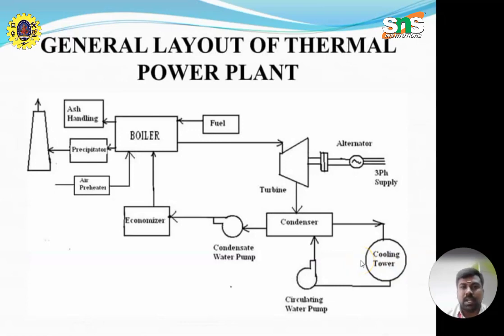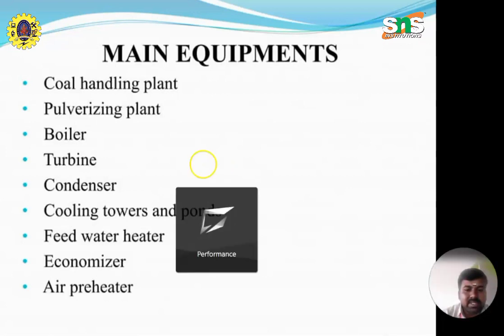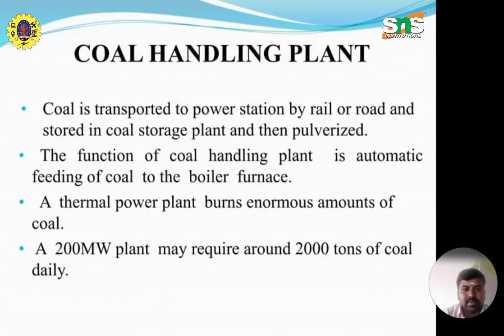So this is the general layout of the thermal power plant. It consists of the ash handling system, ash transportation system, boiler, then chimney, air preheater, economizer, condensate water pump, turbine, condenser, alternator, circulating water pump, and the cooling towers. So the main equipments of thermal steam power plants are coal handling plant, pulverizing plant, boiler, turbine, condenser, cooling towers and ponds, feed water heater, economizer, and air preheater.